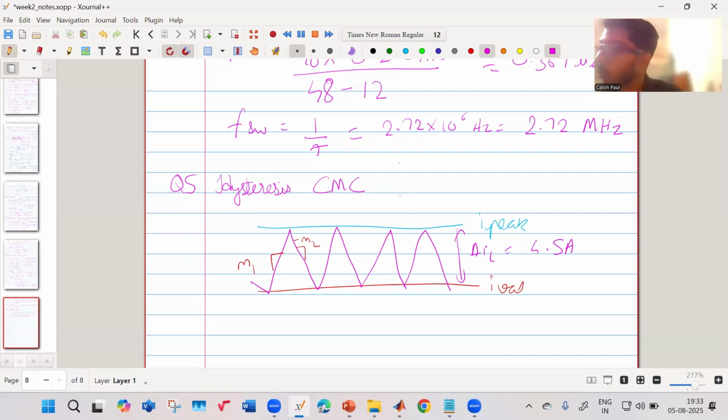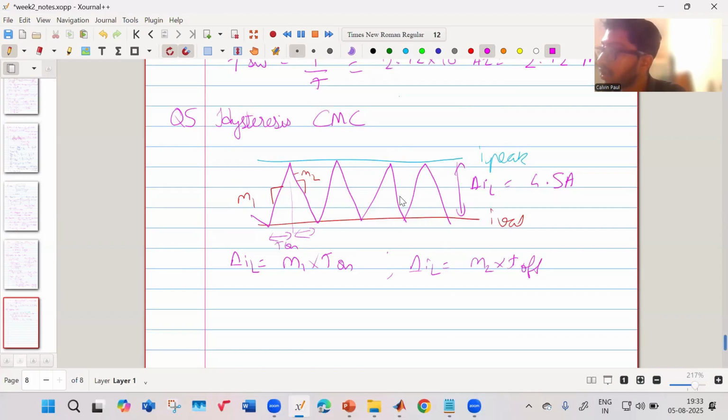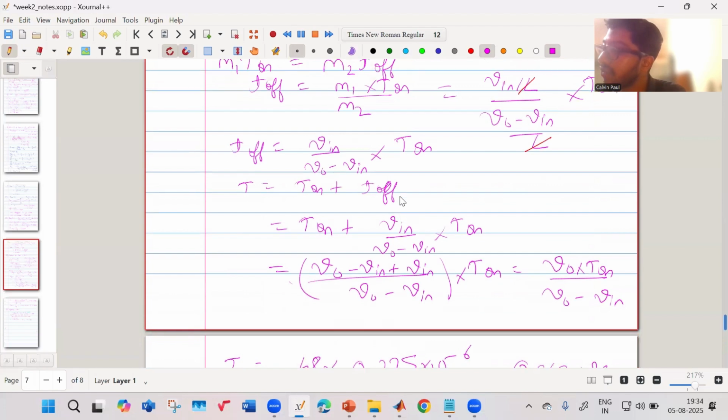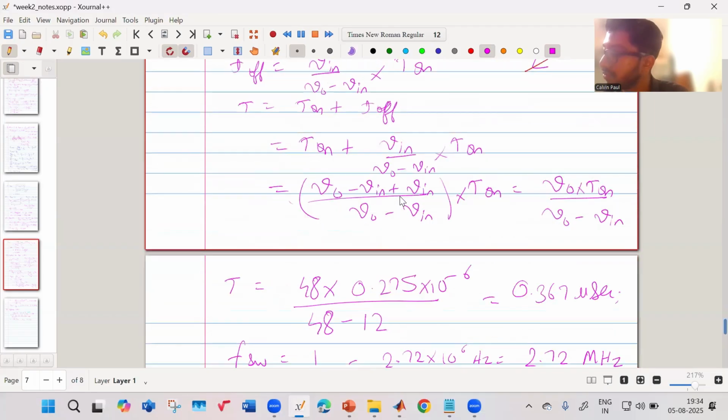What do we know is delta IL is M1 into T on. T on is this small duration, right? Delta IL is M2 into T off. This also we know, right? So what had we found over here? T is equal to T on plus T off. Okay, let me write better.